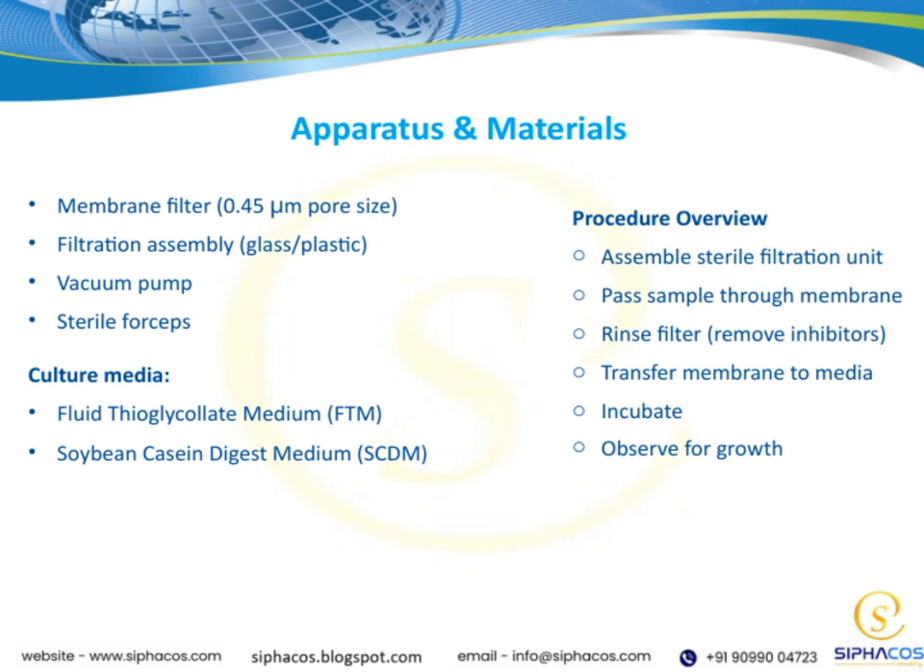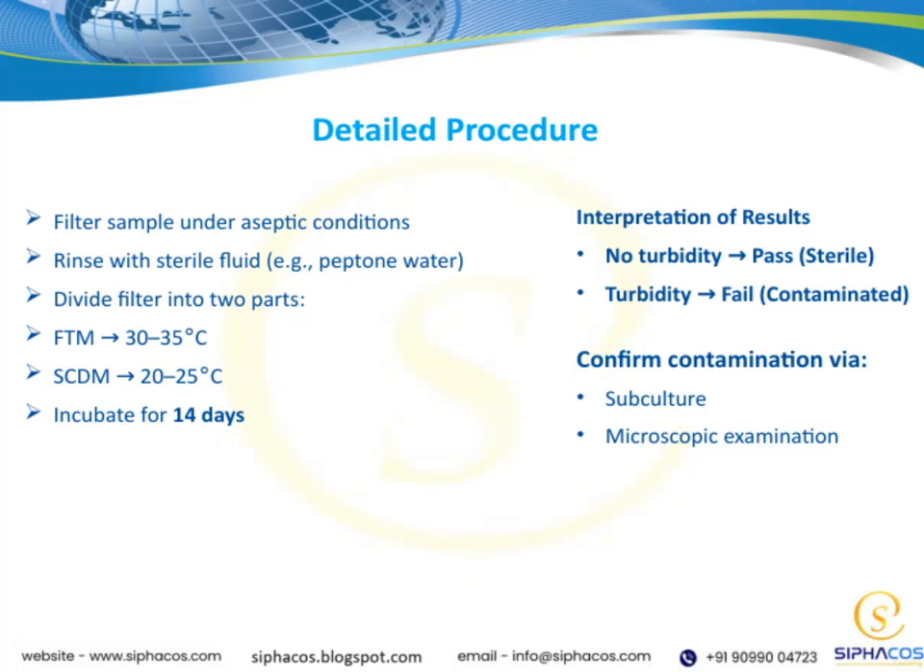Regarding the culture media, you'll be using fluid thioglycolate medium, or FTM, which is excellent for supporting anaerobic bacteria, and soybean casein digest medium, or SCDM, which is versatile for a broad range of microorganisms. These media help ensure that any microbes trapped on the filter will grow and be detectable, providing reliable results for your testing process. Let's start by understanding how we interpret the results of this test.